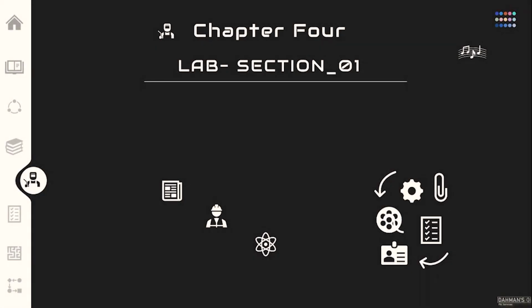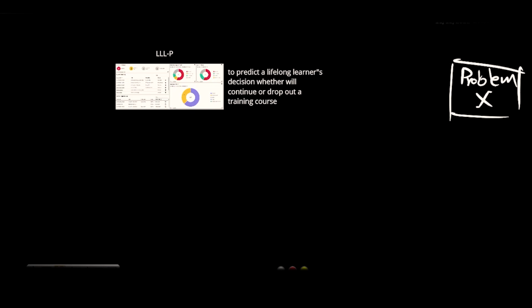Hi, welcome back. So we are in Chapter 4, Lab Section 1. Before I start illustrating the details of this lab, I would like to share with you the following. This is a final product I call the Triple LP, and basically it is digital software, and the function of this software, or this interface, is to predict a lifelong learner's decision whether he or she will continue or drop out of a training course.